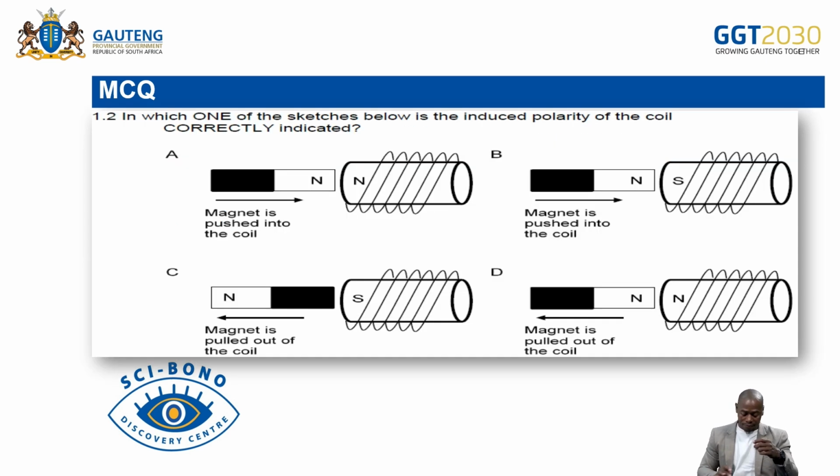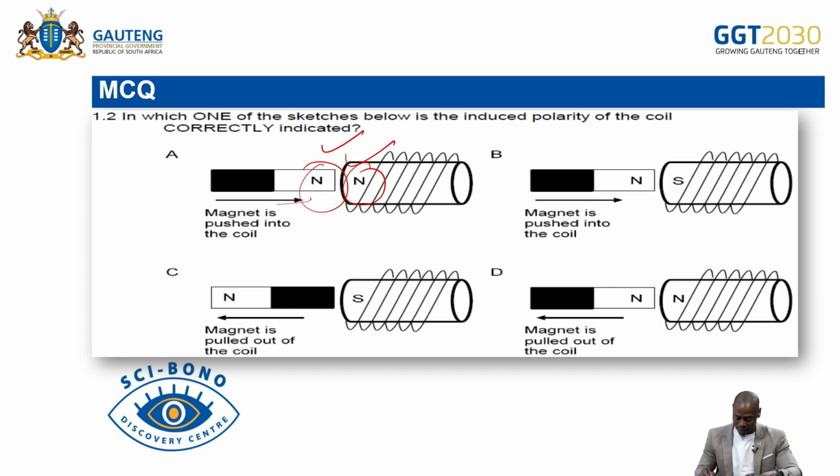So the correct answer here will be A. Then, what I was talking about here, in which one of the sketches below is the induced polarity of the coil correctly indicated? What is happening here? A is pushed. The magnet is pushed, right? When the magnet is pushed, remember, current will be induced, but the direction of current should oppose the change that produced it. Right? So, it's pushed, then the induced current is trying to resist. So it means that here, north and north should be what?